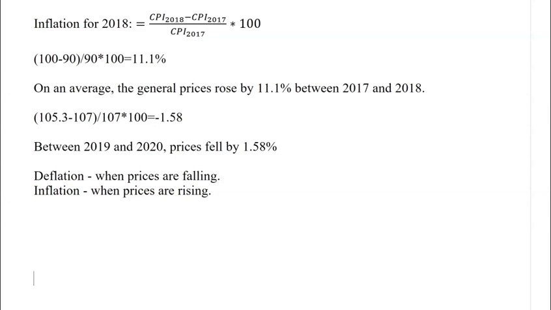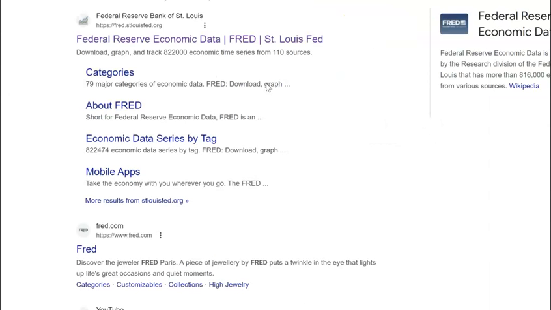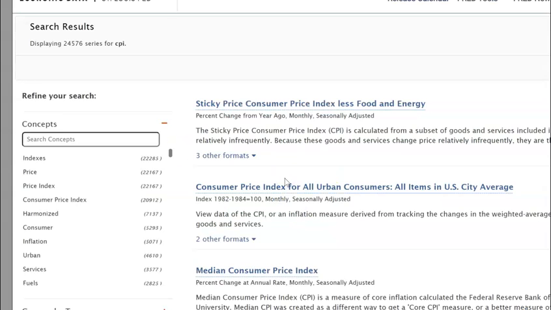So now, where can we get inflation data for America? I can go to FRED. FRED is the Federal Reserve Economic Data. I click on that, and the one thing I want is CPI. I can just click on CPI, or I can search on FRED. And then it says Consumer Price Index for all urban consumers.